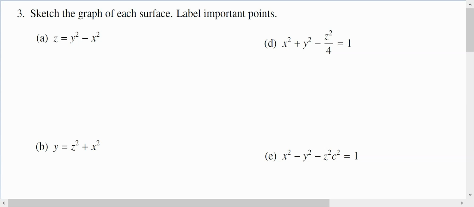Number 3, we're asked to sketch graphs of these surfaces, and you'll see that these are all quadric surfaces. So these are ones that we're just supposed to recognize the equation and therefore know what the graph is. So this first one, remember this is a hyperbolic paraboloid.